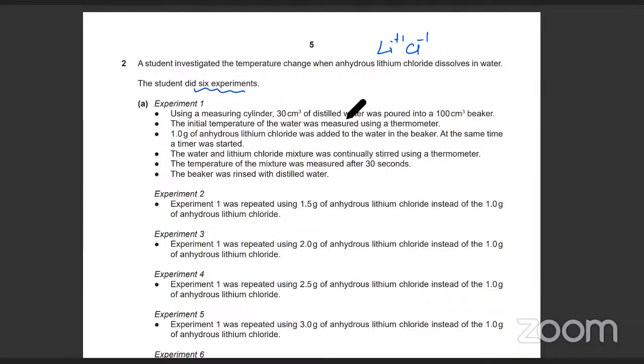One, using a measuring cylinder, 30 cm3 of distilled water was poured into a 100 cm3 beaker. The initial temperature of the water was measured. In the beaker you had 30 cm3 water, right? And in it he's adding 1 gram of lithium chloride.